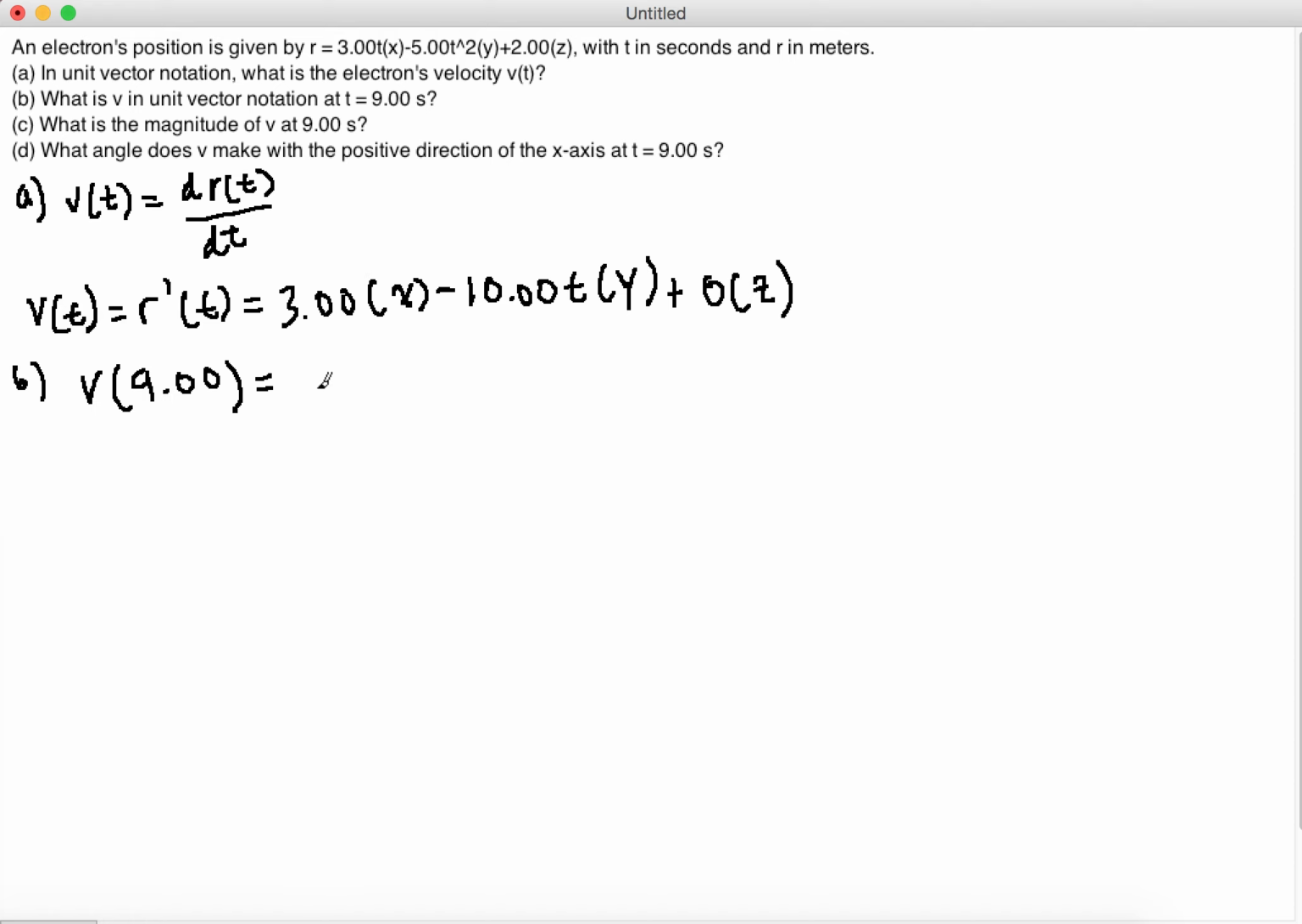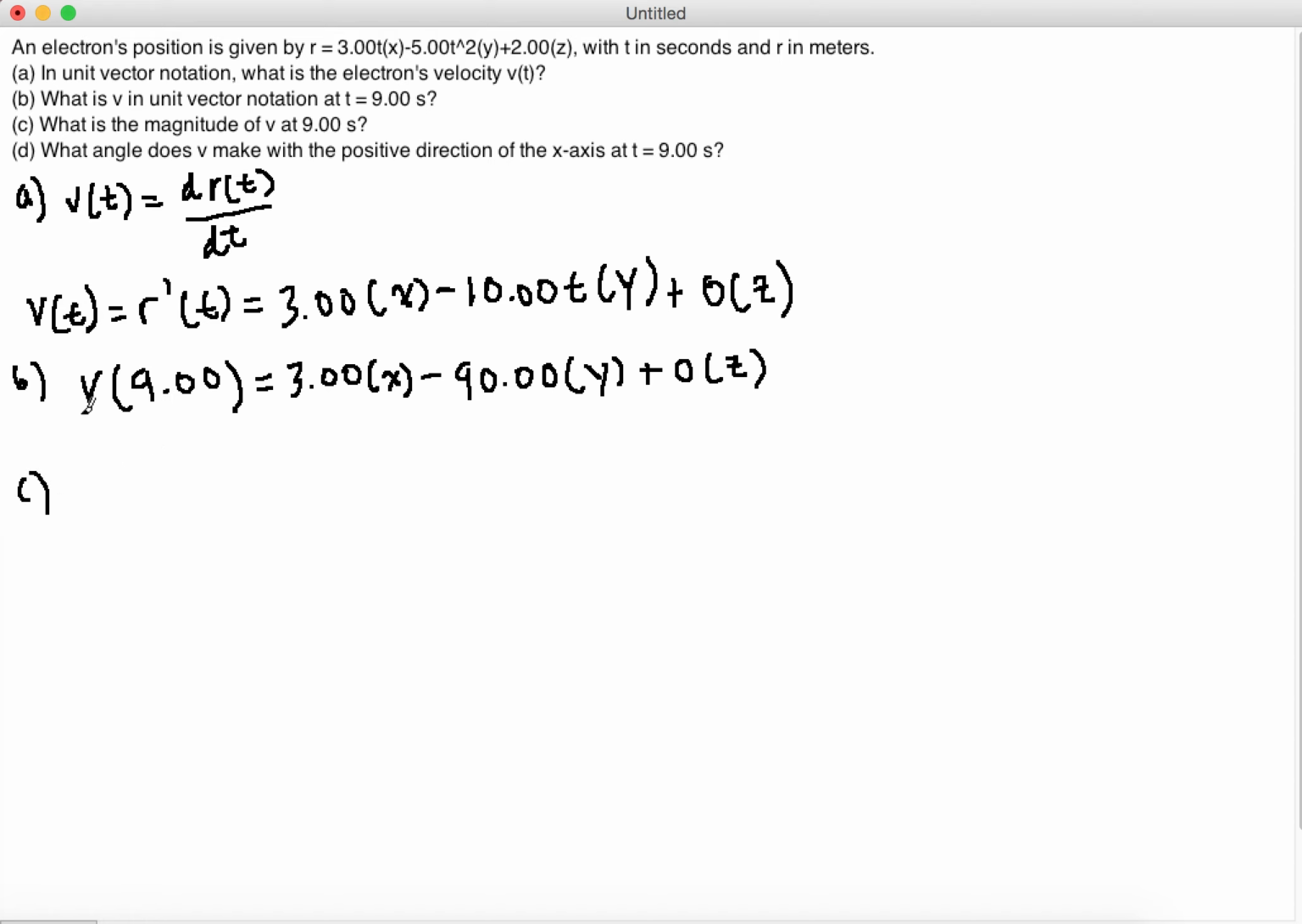Because there's no t here, this is simply 3 in the x direction, minus, now we have a t here, so it's 9 times negative 10, which is minus 90 in the y, and then we just have 0 in the z direction. And that is the electron's velocity at 9 seconds.